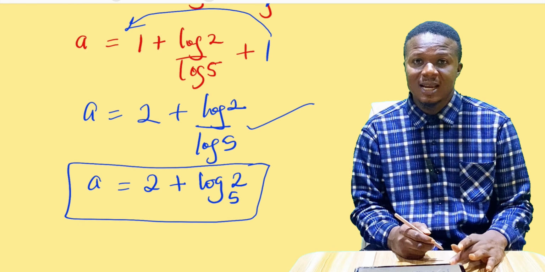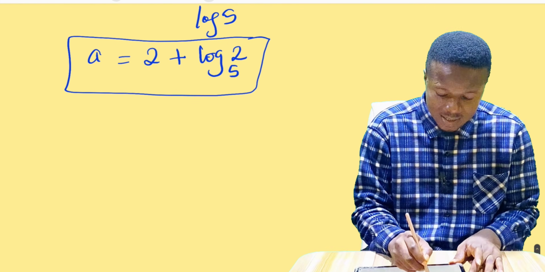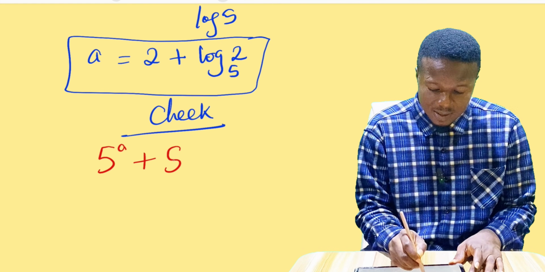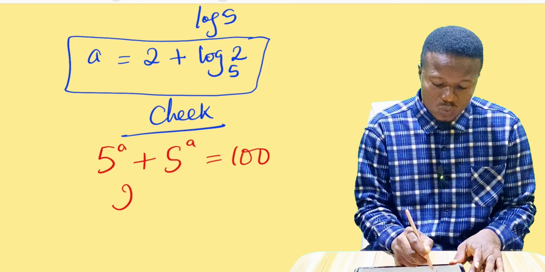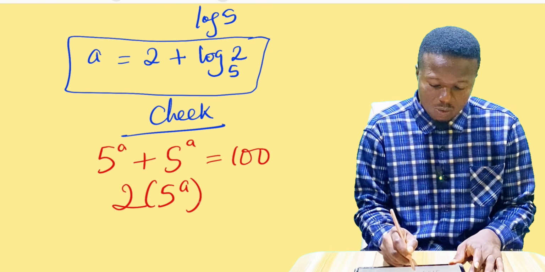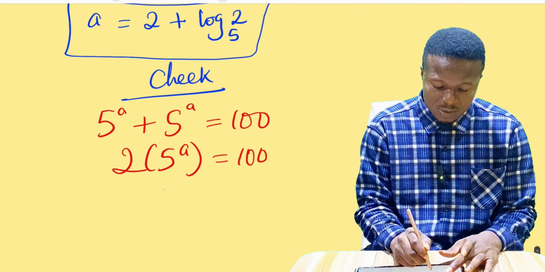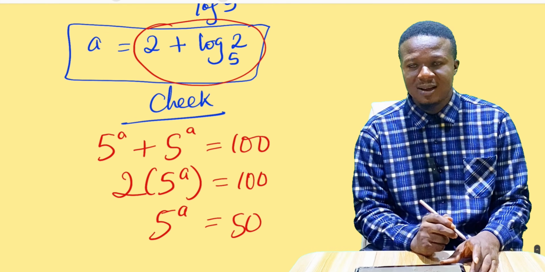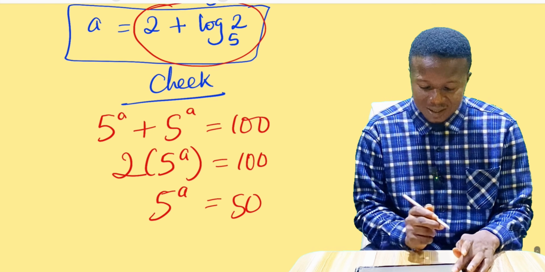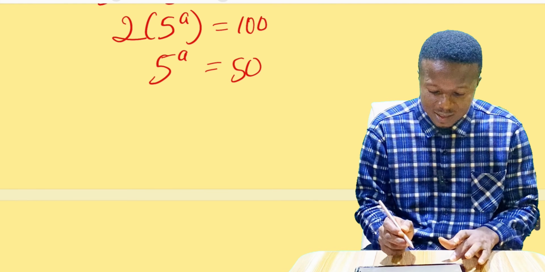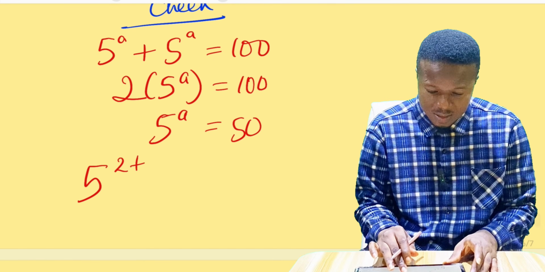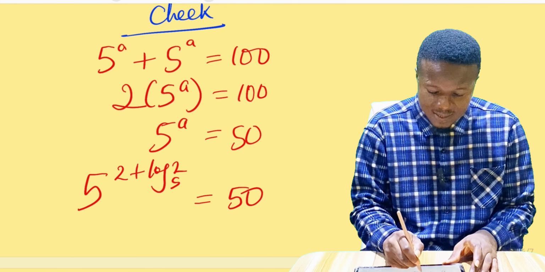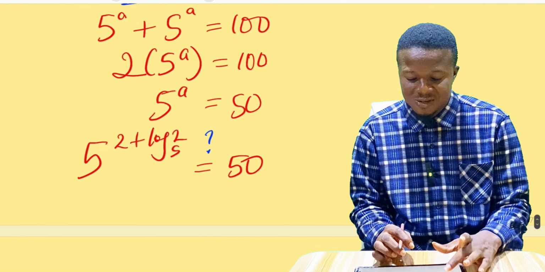You can check to see if your answer is right. Remember, if we want to confirm the correctness of our answer, in the beginning we have 5 power a plus 5 power a equal to 100. So this is 2 into 5 power a, equal to 100. And when we divided both sides by 2, we got that 5 power a is equal to 50, right? Now, let us use this value to replace our a to see what it will give us. When you replace a with the value, we have 5 power 2 plus logarithm of 2 base 5. Let us see if this will give us 50. We don't know, so there is a question mark. Once it gives us 50, it means that our solution is correct.